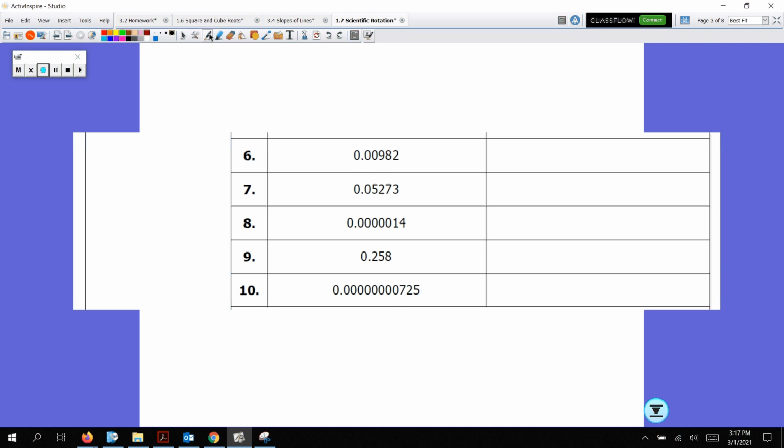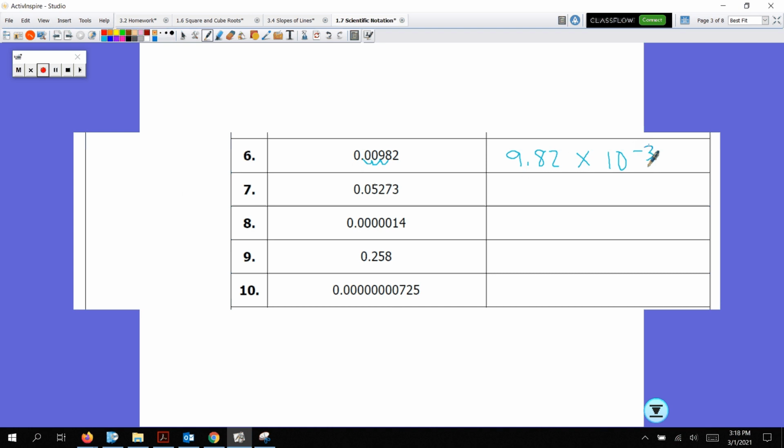Now I want to move it so that the number is bigger than 1 but smaller than 10. I'm going to move 1. Oops, that's just too big. 1, 2, 3. So 9.82 times 10 to the negative 3. Think about this. If they're really small numbers, they're going to have negative exponents. If they're really big numbers, they're going to have positive exponents.